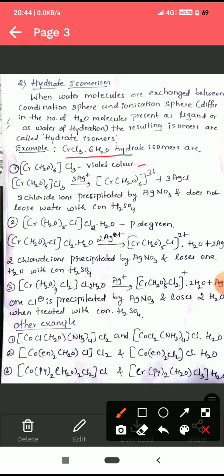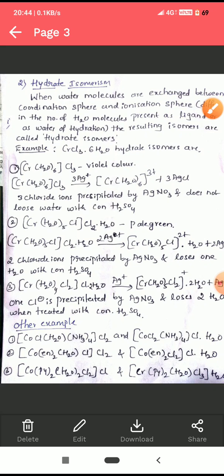And it does not lose water with concentrated HNO3 or H2SO4. When a water molecule is present outside the bracket, or as water of hydration, then the molecule loses the water. What is the role of concentrated H2SO4 here? Concentrated H2SO4 is a dehydrating agent.